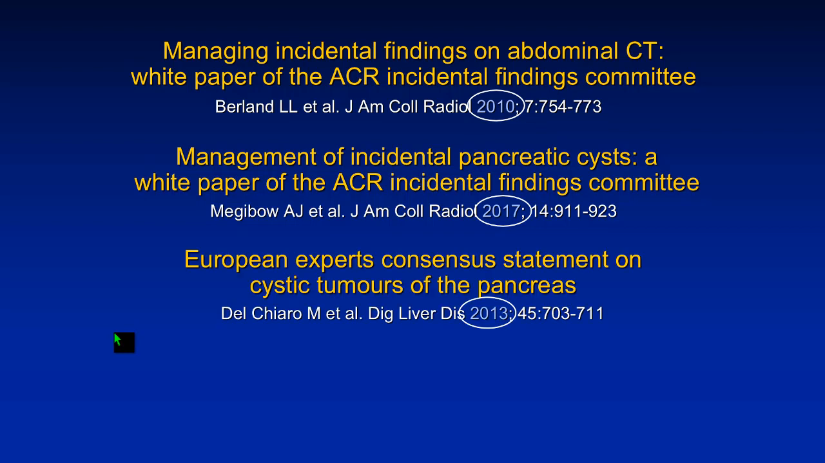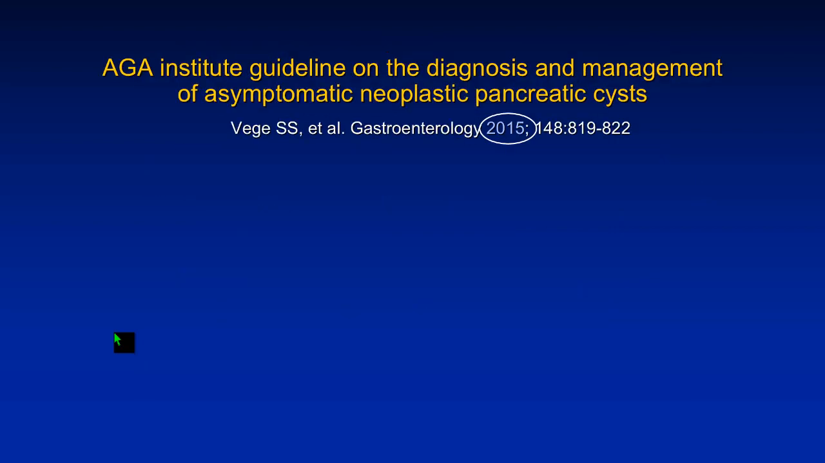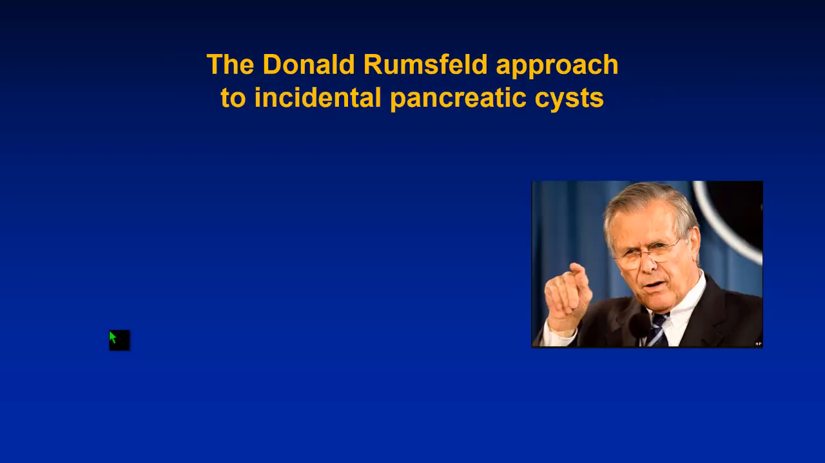There was also a European consensus statement that came out in 2013. There were Italian consensus guidelines that came out in 2014, and the American Gastroenterological Association put out their guidelines in 2015. And the problem is, as you might expect, these guidelines differ. So it can be very difficult, because there's a lot of discrepancy as to how these various expert panels would like us to follow these patients.